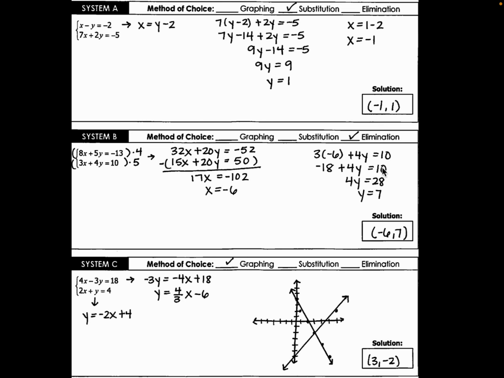Move this to the other side, it becomes positive. You have 4y equals 28. And that means divide both sides by 4 and you end up with y equals 7. So our solution is negative 6, 7. Last but not least, we have graphing.